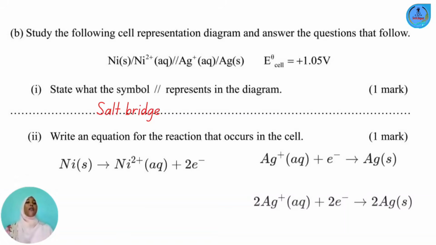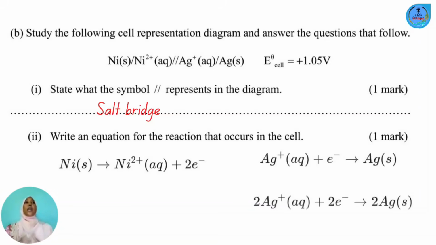There we have our half question. Now, on the right side of the cell representation, that is where the cathode is. So the cathode is where we have the silver half cell. The cathode is where reduction takes place, and that is the gaining of electrons. So we are going to have silver ions gain electrons and then be deposited as silver metal on the electrode.